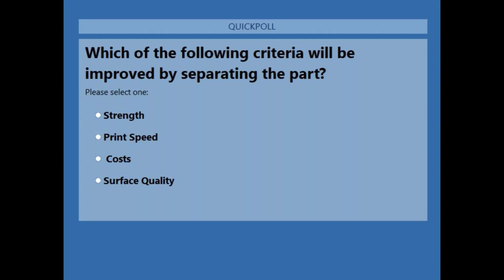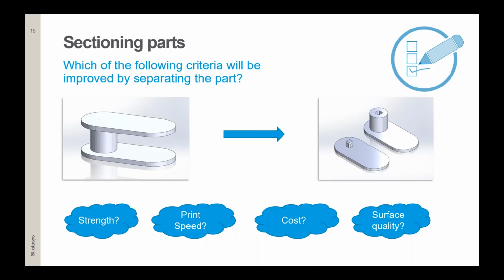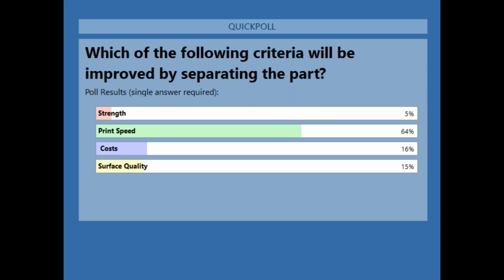So let's give it a few more seconds. And okay, we got some good participation. Thank you. Let's close it down and share the results. So most of you are saying print speed, some are saying costs and surface quality, and strength is only at about 5%. Carolus, can you tell us what's correct?